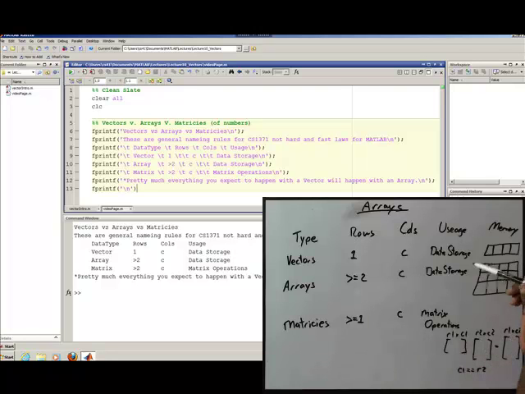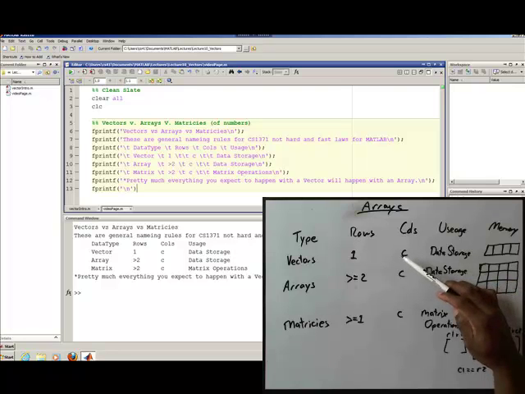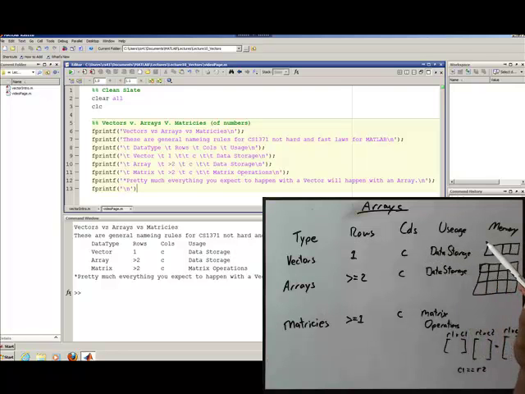When we refer to arrays, we're talking about two-dimensional or more. We'll start off with two-dimensional data storage devices, or data storage arrangements, or data storage variables. And when we talk about vectors, we talk about one-dimensional, as in one row, multiple columns, data storage variables.